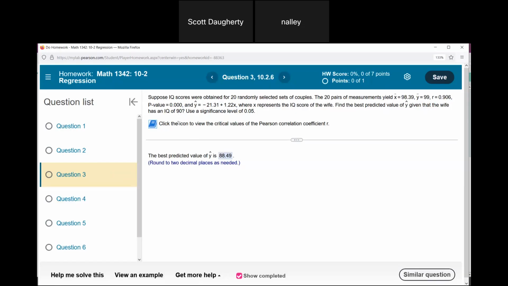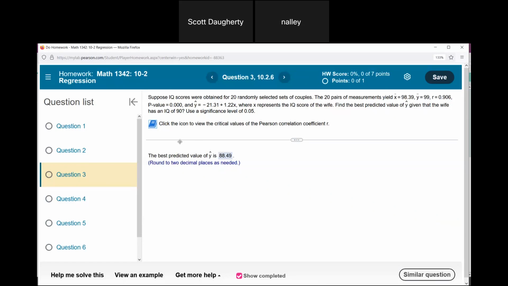Let's say 90 landed outside of the IQ scores. Let's say the women's IQ scores ran from 100 to 130 from the sample data, the 20 wives' IQ scores. If 90 is not within that range, then it's called extrapolation. And extrapolation is a little dangerous because you don't know if it continues to be linear outside the range of the x values that you got from your sample data.